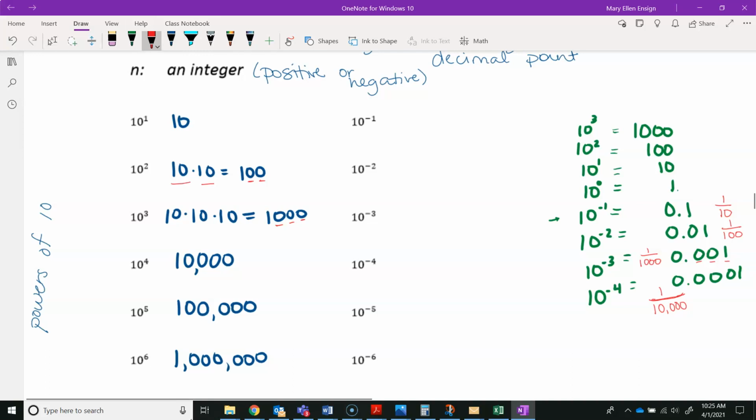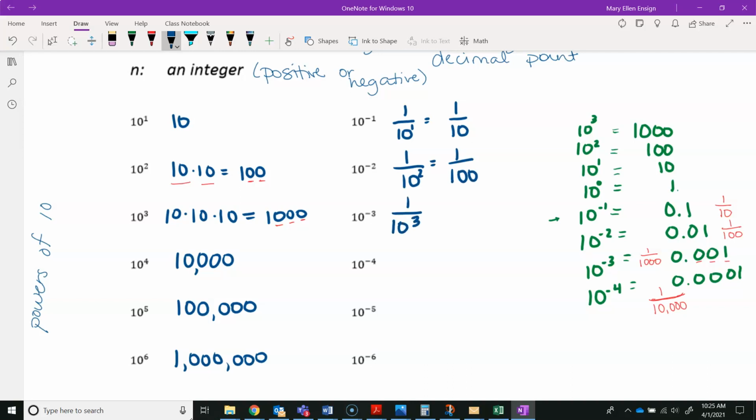So let's now also think about what we know about negative exponents. Let's go back to this printed outline here. 10 to the negative first. We know that's the same as 1 over 10 to the positive first, which is just 1/10. Same as what we got when we looked at this pattern. 10 to the negative second is 1 over 10 to the second, which is 1 over 100. 10 to the negative third is 1 over 10 to the third, which is 1 over 1,000.